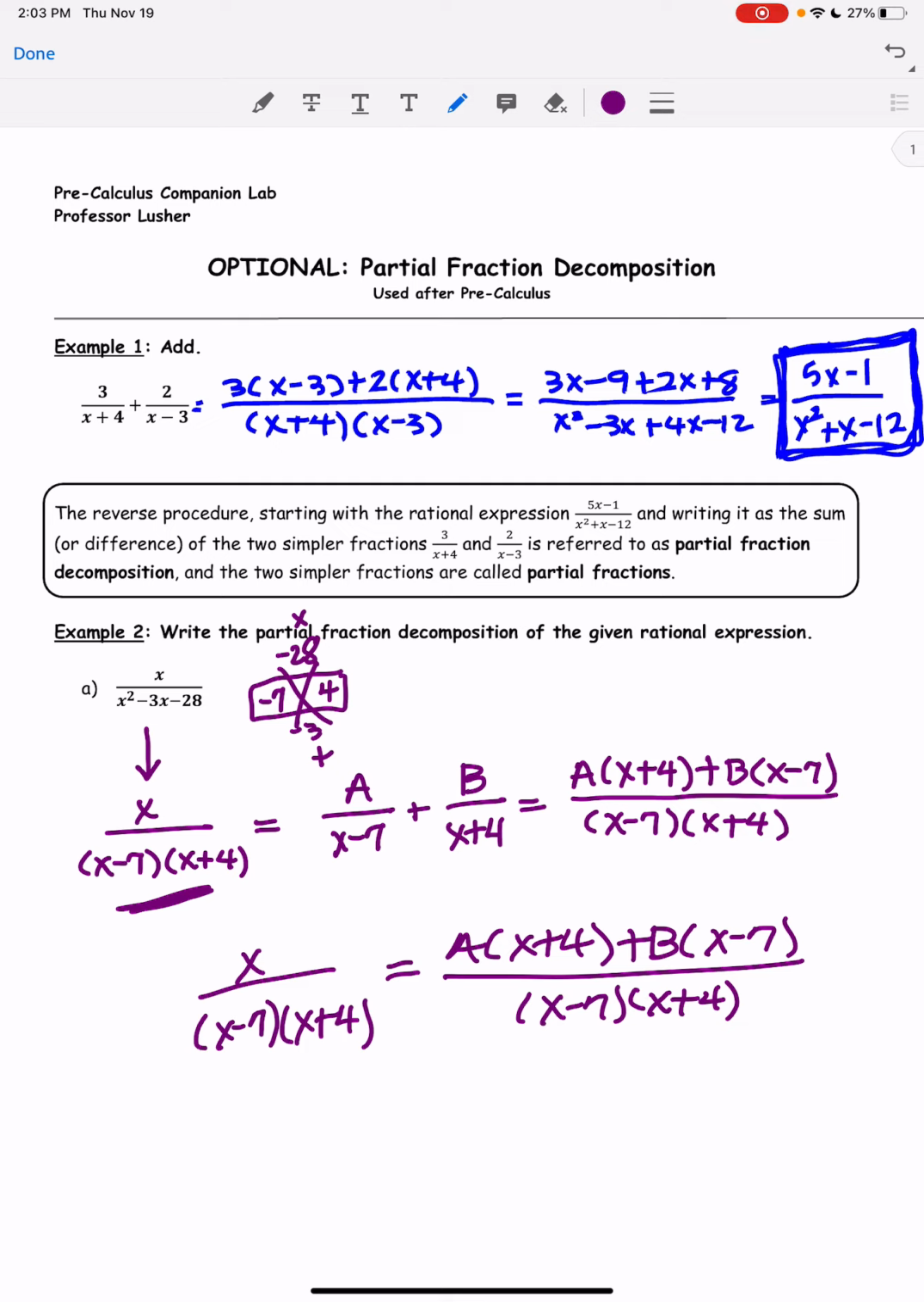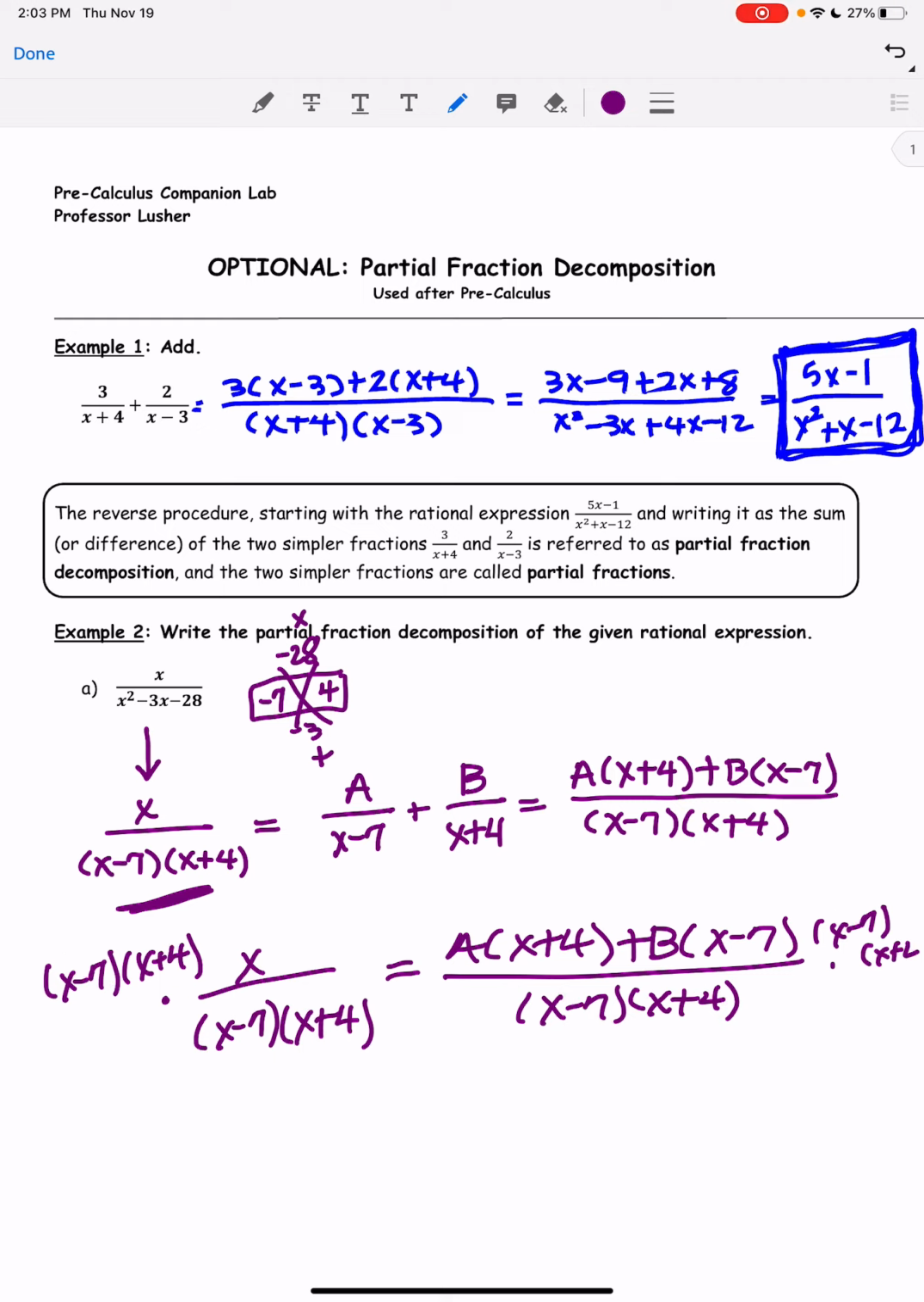So to get rid of them, we would multiply by x minus 7, x plus 4, x minus 7, x plus 4, and then what happens? Cancel, cancel, cancel, cancel. Now I'm left with x. Cancel, cancel, cancel, cancel, and now I'm left with the top, and that's always going to happen.